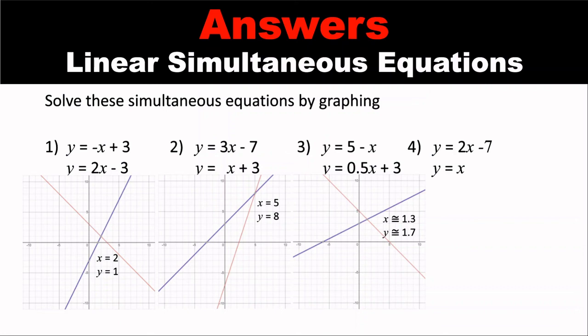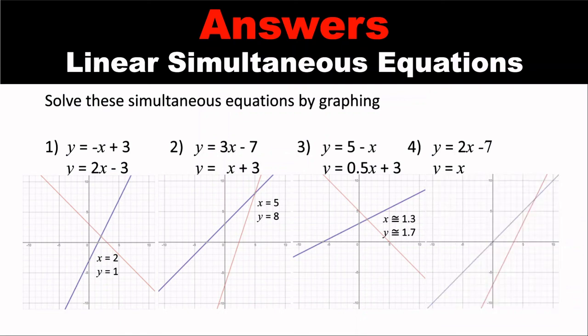Question 4, again, has two positive sloping lines, but one of them's definitely steeper. y equals 2x minus 7 is going to be steeper than y equals x. So y equals 2x minus 7 is the red one, and y equals x is the blue one. And those two lines cross at the point 7, 7. So x equals 7 and y equals 7.